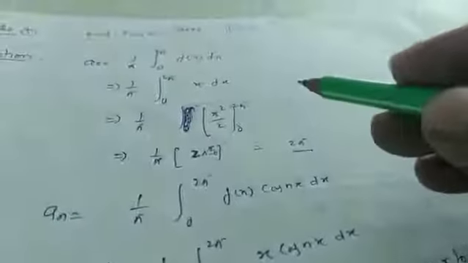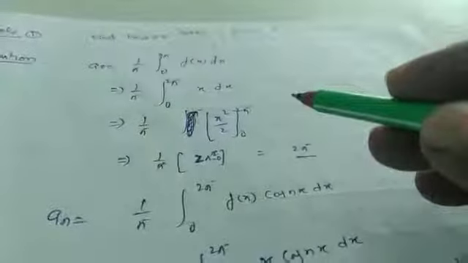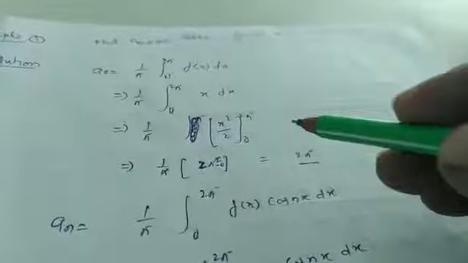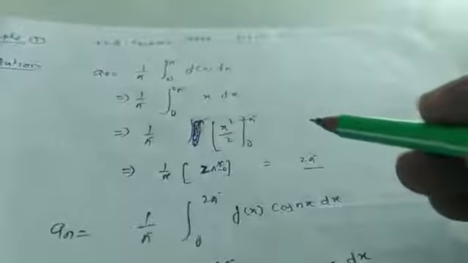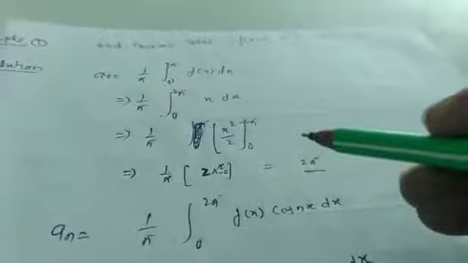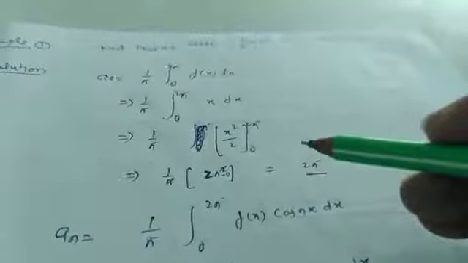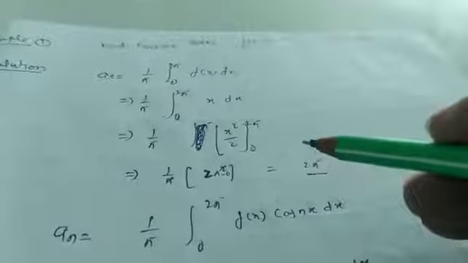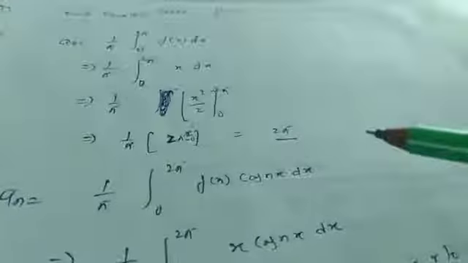Then integrating x, we get x square by 2 from 0 to 2 pi. Put the limit: the upper limit is 2 pi and the lower limit is 0. Then we find the value of a naught equal to 2 pi.